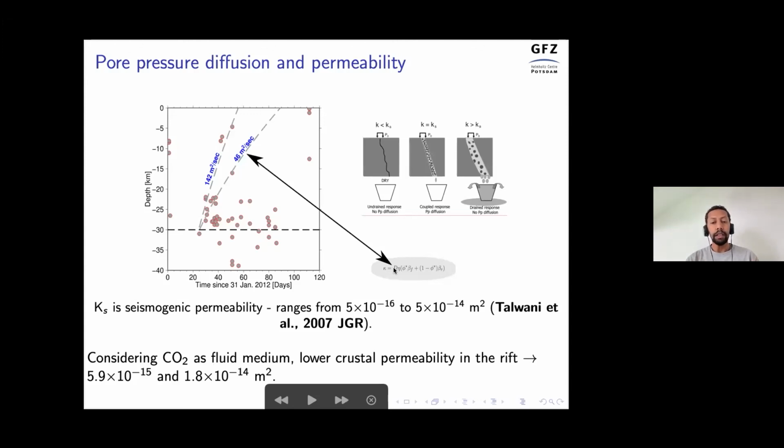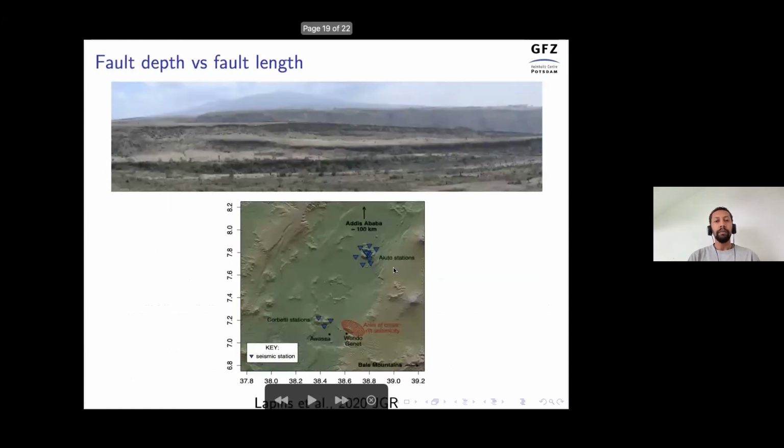However, the permeability value we calculated is much higher than the permeability value expected in the lower crust. So this obviously doesn't sustain for a long period of time. So it has to be a transient value. If it has to be a transient value, there has to be a pre-existing fracture. Unfortunately, we don't have a clear idea about the geometry of the faults in the main Ethiopian rift. We have here this relationship of fault depth versus fault length. This is a border fault, okay?